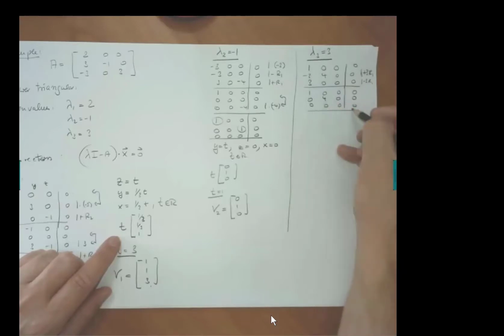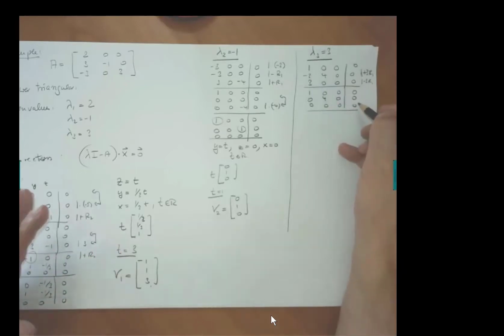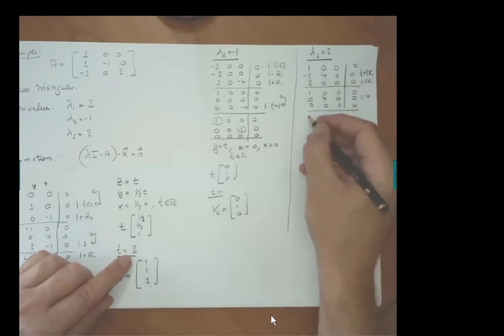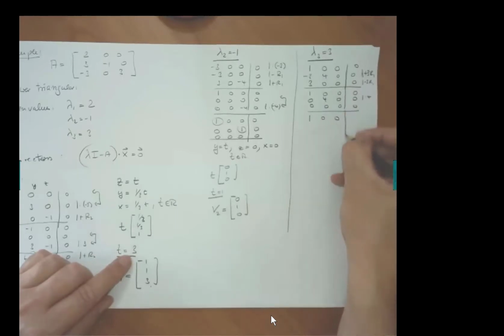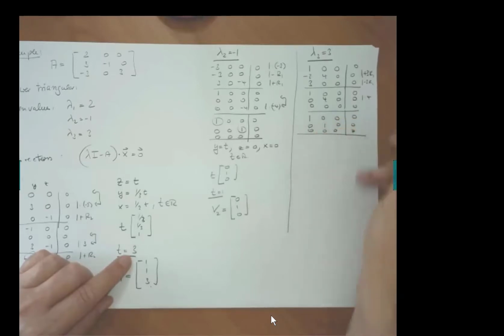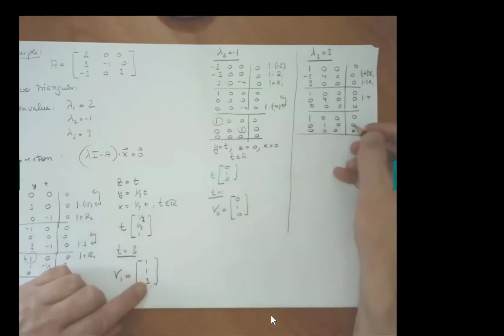Again, we have a 0 row. Otherwise, we have a mistake. And here, this 4 I can just turn into 1. So I divide by 4. We have 1, 0, 0, 0, 0, 1, 0, 0, 0, 0, 0, 0. So we have our reduced row echelon form back.